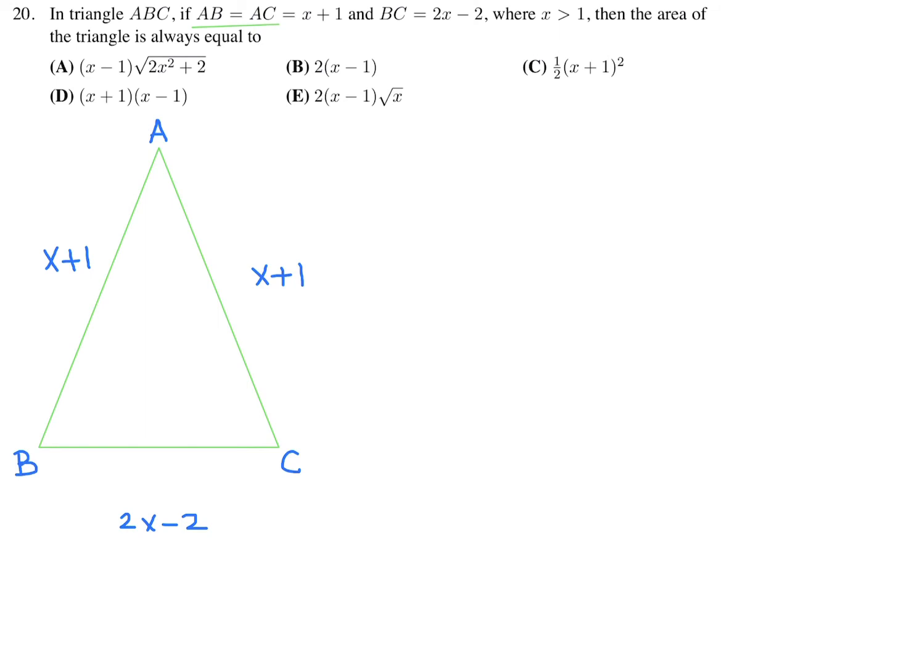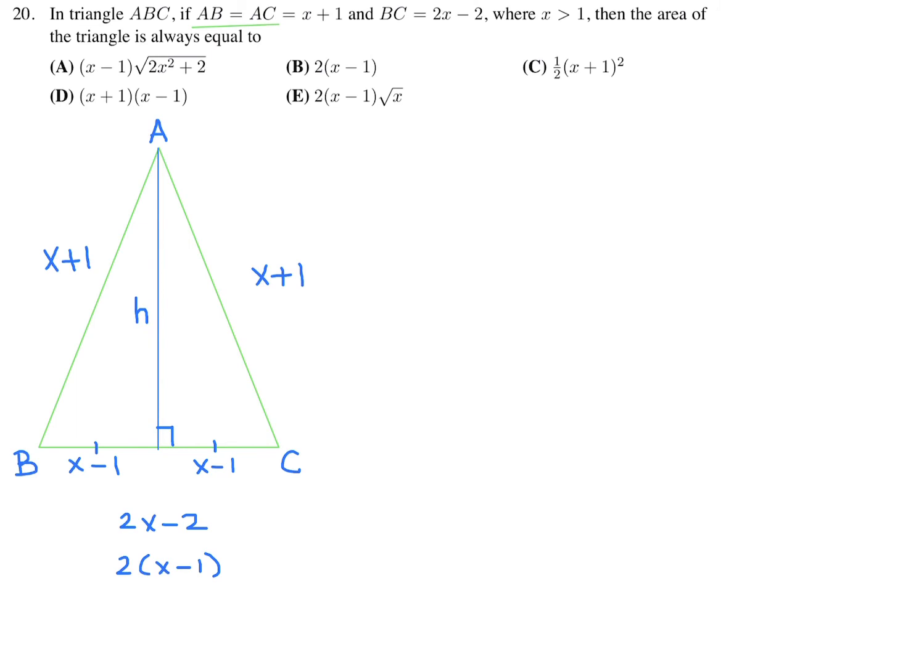Now what I'm going to do is drop a perpendicular from A down to the base, like that. Now, this is of course going to be a right angle. And in an isosceles triangle, the rule is that if you do that, it chops the base into halves. You basically cut the base into half. So this is 2x minus 2, the whole thing, BC. So 2x minus 2 is actually 2 factored out x minus 1. So that means each of these is x minus 1, like that.